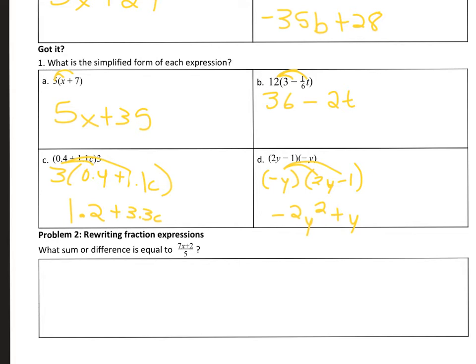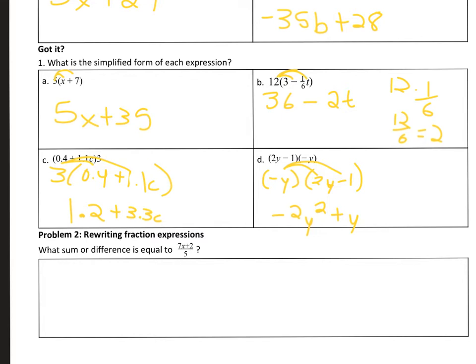So in A, I just distributed through 5. 5 times x is 5x. 5 times 7 is 35. In B, 12 times 3 is 36. 12 times 1/6 is really 12 times 1 over 6, so 12 over 6, which is 2. So that's how I got negative 2t there. All right, positive times a negative is negative. C, distributed through 3. 3 times 0.4 is 1.2. 3 times 1.1 is 3.3.